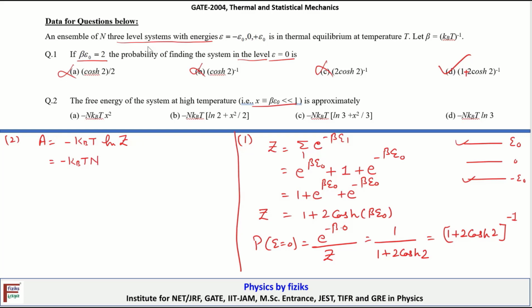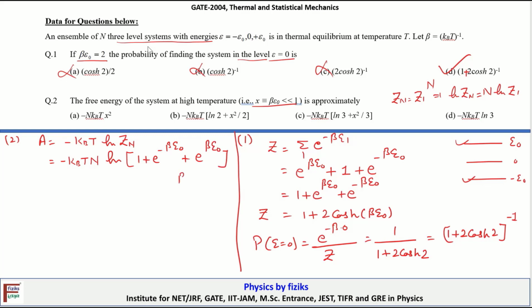Otherwise, what we can do is take ln Zn, where Zn is equal to Z1 to the power n. So when we take its logarithm, ln Zn will be n ln Z1. That's why I'm taking n here. So ln Z1, which is equal to 1 plus exponential of minus beta E0 plus exponential of beta E0.